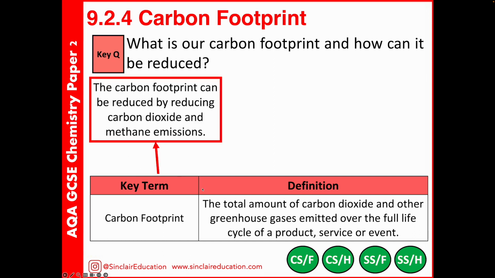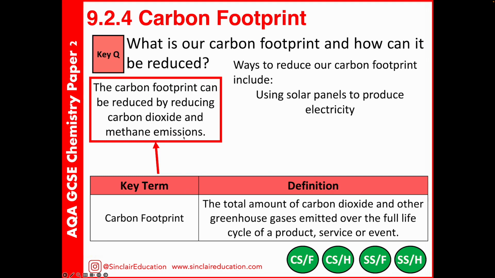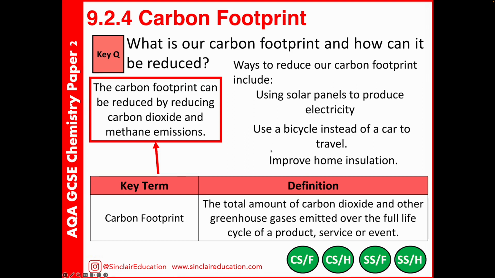If we want to reduce our carbon footprint, we need to reduce CO2 and methane emissions. So individual things that we can do are using solar panels to produce electricity, reducing our use of fossil fuels, using a bicycle instead of a car to travel, reducing the flights that we take, but also improving our home insulation. Be prepared, you might be given in an exam some questions around changes that could be made, or maybe interpreting a life cycle assessment that starts to fit into a carbon footprint.